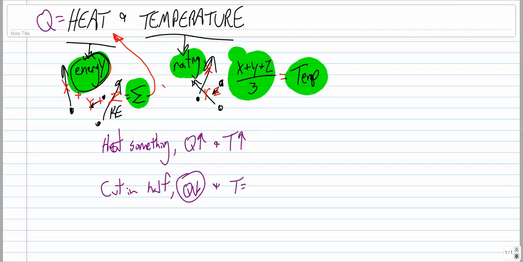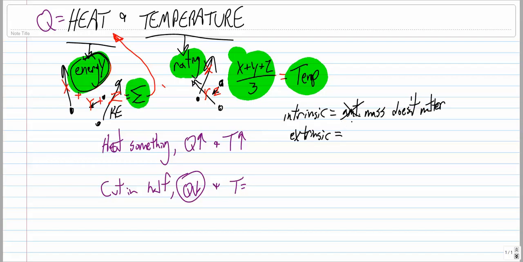So I don't know if this is the best place to do this, but there's something called an intrinsic property, and there's something called an extrinsic. Intrinsic properties are properties where the amount of the substance doesn't matter, or a better sciencey word, the mass of the substance doesn't matter. And for an extrinsic property, the amount of substance that you have does matter.